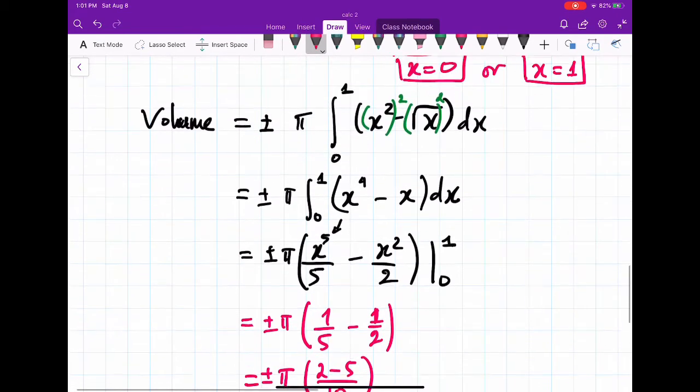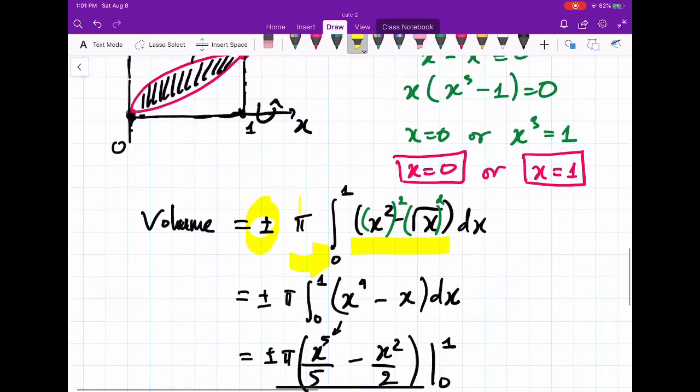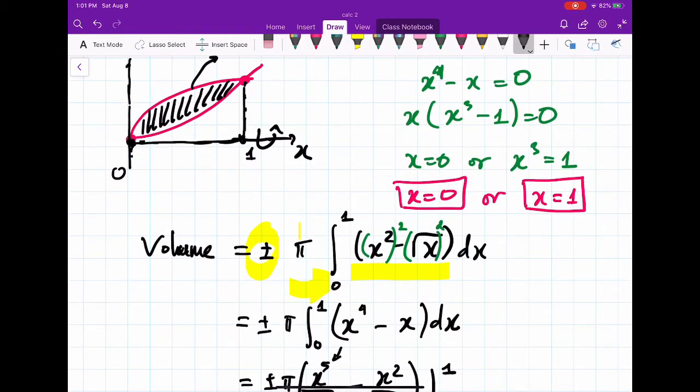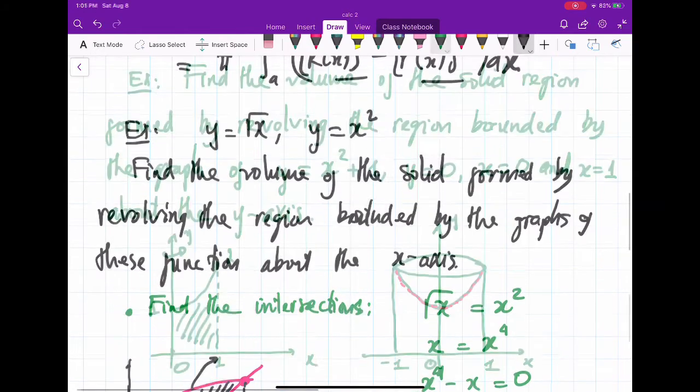Again, sometimes we accept such things because we don't know the sign of this integral. We don't know if it is positive or negative. But if that is negative, it means the function x squared is less than square root of x on the interval from 0 to 1. We can prove that easily, but since we have only two intersections, we don't need to. We just take the difference of the squares of the functions and then evaluate the integral. So this method is called the washer method.